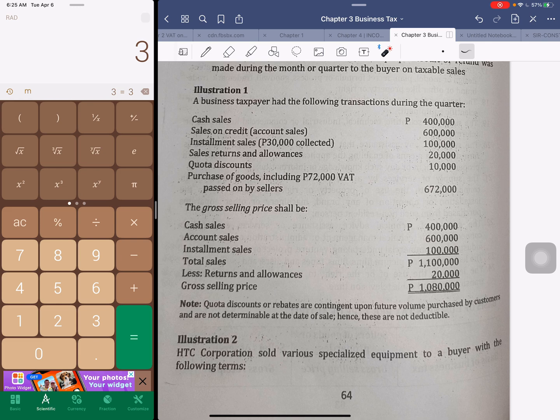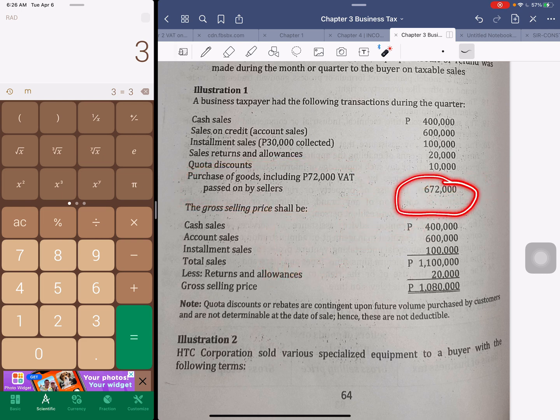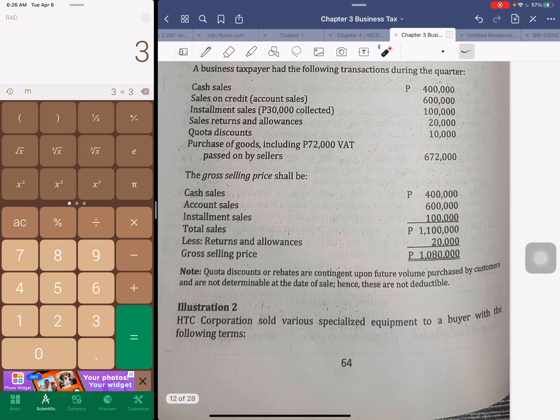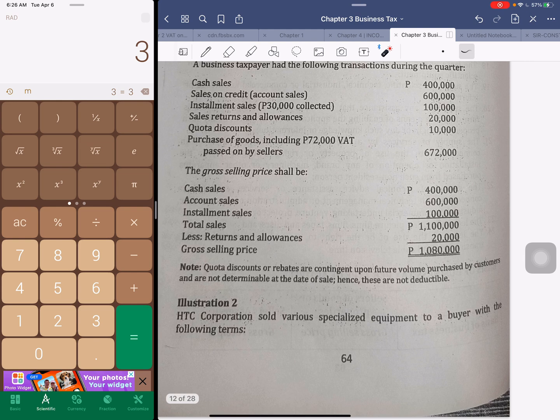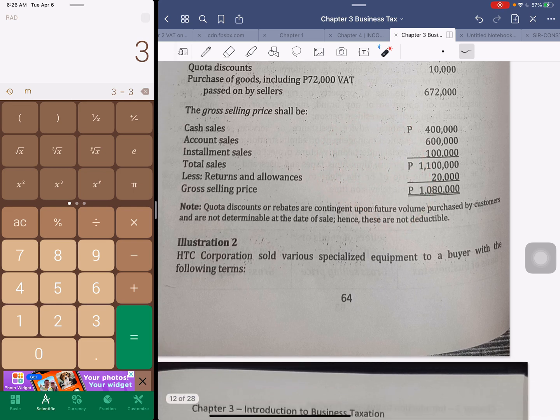Okay? Since our basis naman for this business tax is on gross selling price, therefore, any acquisition, kasi this one is sales lang. Dito kasi buyer tayo. Therefore, hindi natin isasama din yung 672,000. Okay? So, we're only focusing lang doon sa sales natin para ma-identify natin kung magkano yung business tax applicable.